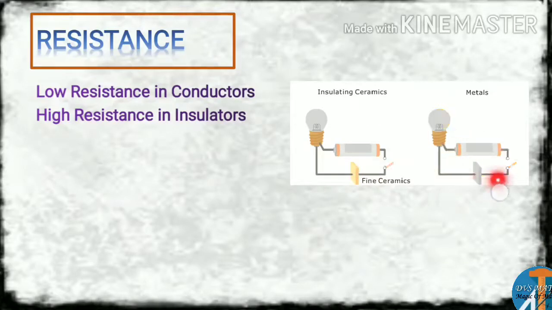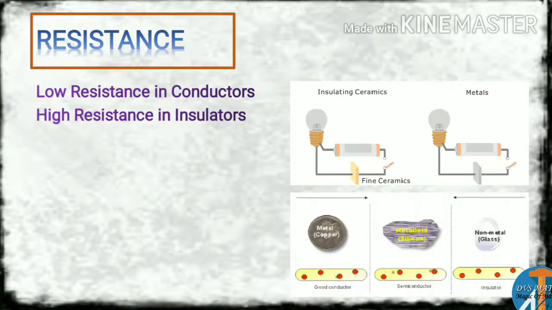But here if we consider a metal, it allows the electric current easily. So there is a flow of charges here. So we will say low resistance in conductors, high resistance in insulators. Resisting means stopping. So there is no flow of charges in insulators, right? Like glass, rubber, plastic or some other. So there is high resistance in insulators. But metals like silver, aluminium, copper, there we find low resistance.